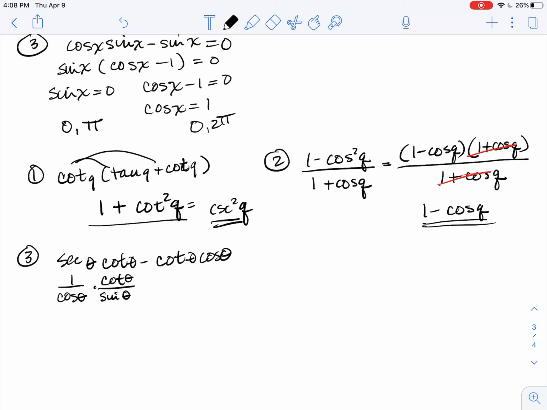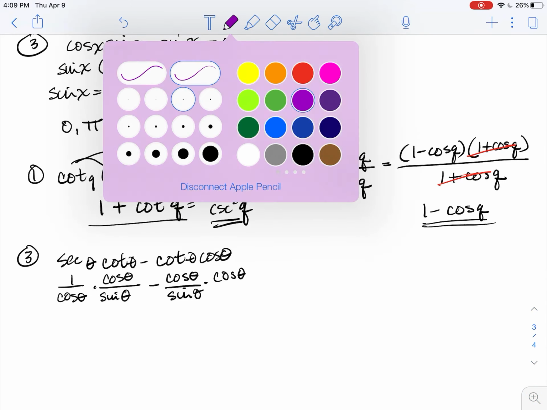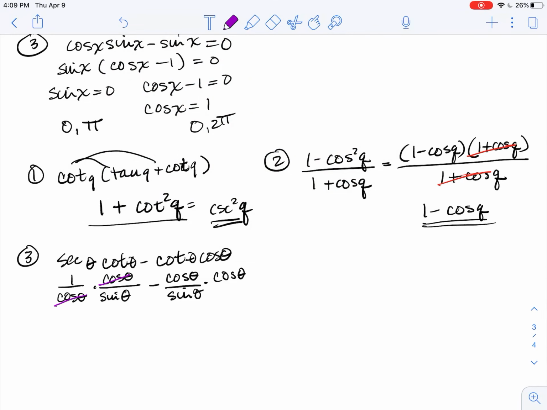Sometimes you start working these and you go down a rabbit hole and you never figure out which way. You got to just erase and start over. So let's just try this. Secant's 1 over cosine. Cotangent is cosine over sine. And cosine squared, cosine. So just times cosine. Okay, so let's see where this leads us. I can cancel those guys, and I can multiply those guys.